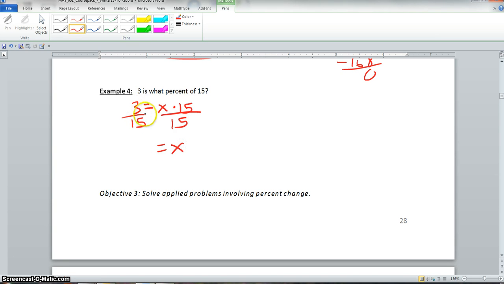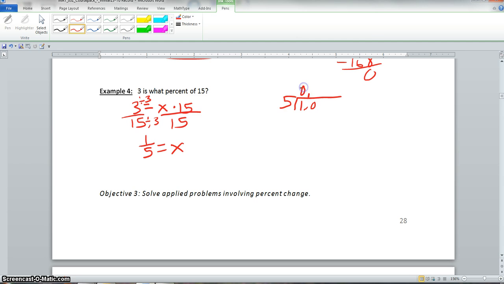So now 3 and 15 both have 3 in common. So that will leave you 1/5, because you would divide this 3 by 3, and you will also divide this 15 by 3. So you have 1/5 equals X. Now this would be okay if they ask you what number, but they ask what percent. So what we would have to do here is go off to the side, or you could take your calculator and take 5 into 1.0.